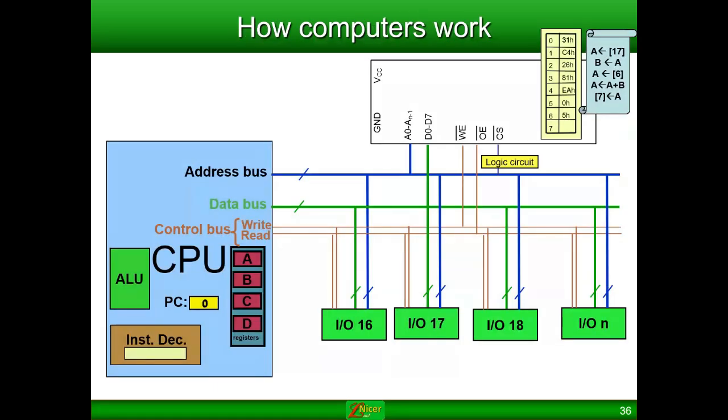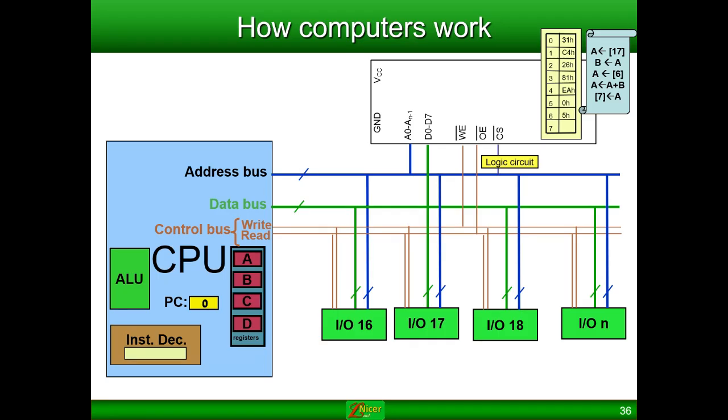So now we see how our computers work. Here we have our memory, our CPU, and input-output devices, which are connected together by address bus, data bus, and our control bus. In our CPU, we of course have our ALU, arithmetic logic unit, our program counter, our registers, and our instruction decoder.